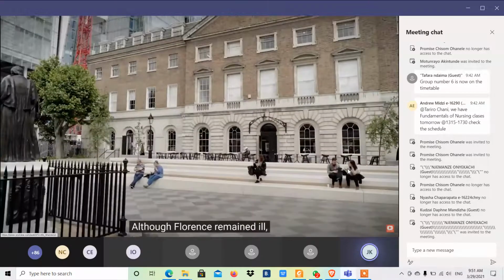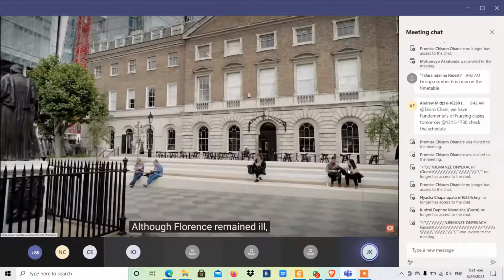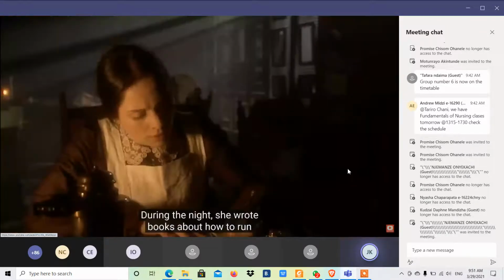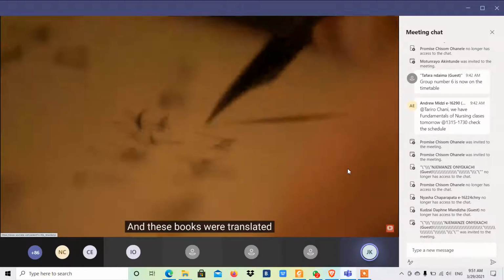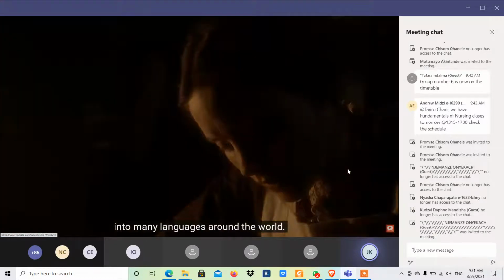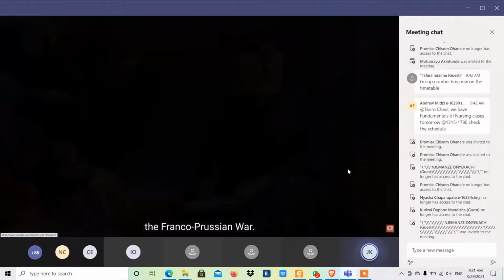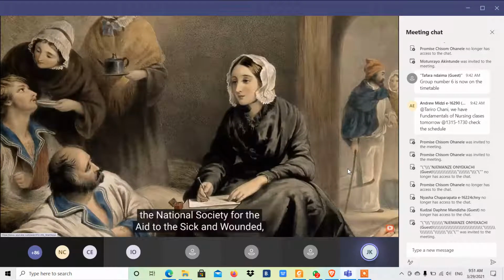Although Florence remained ill, her health eventually improved somewhat. Still, she didn't stop working. During the night, she wrote books about how to run hospitals, care for the sick, and on nursing. And these books were translated into many languages around the world. Soon, however, another war broke out, the Franco-Prussian War. During the war, Florence worked with the National Society for the Aid to the Sick and Wounded, which was later called the Red Cross.